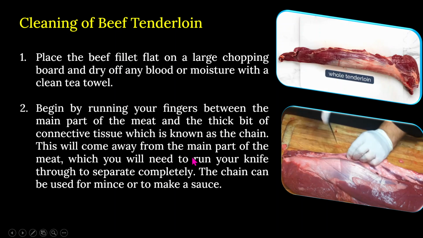It is very loosely attached with the main part of the fillet, and you will need to run your knife through to separate it completely. So we'll use the knife. You can see how the shape is working along with the line of demarcation. You'll be able to see that it is very loosely attached. So through that line, remove the chain of the muscle and use it for some different purpose, mainly for mincing purposes. Okay, so first stage is making it dry. Second stage is removal of the chain muscle from the sides, which is very loosely attached with the main fillet. Clear?